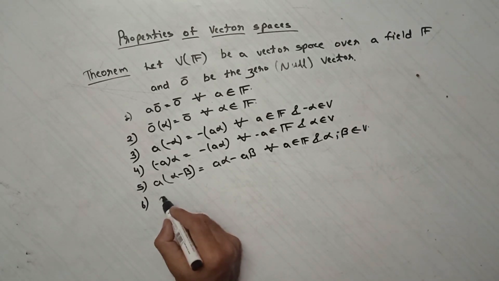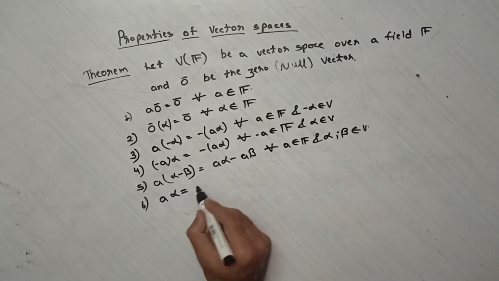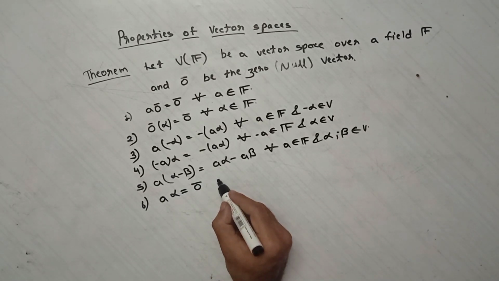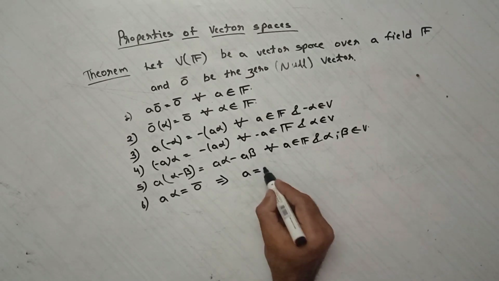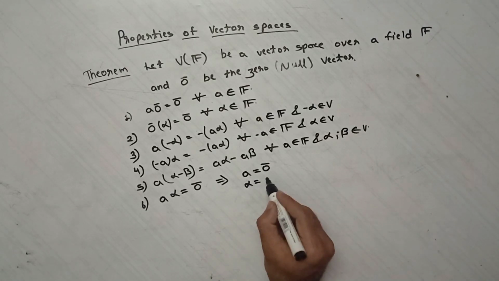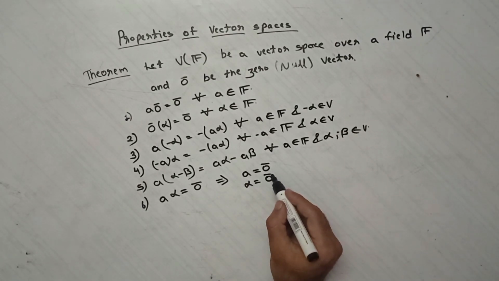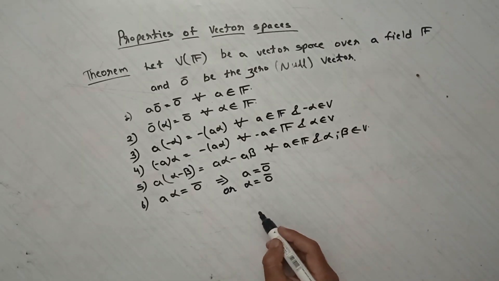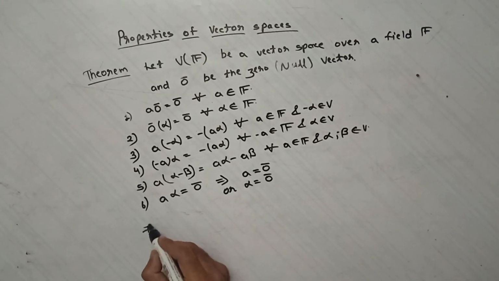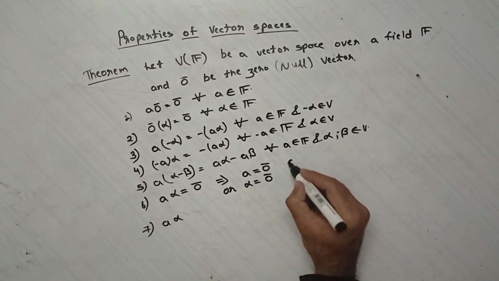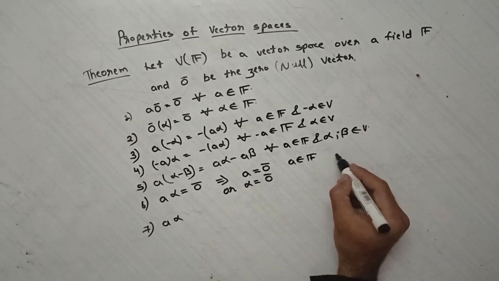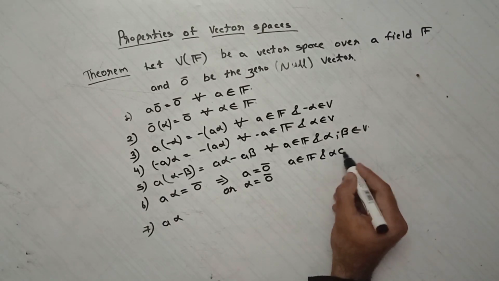Sixth one is if a alpha equals the zero vector, which means a equals 0 or alpha equals the zero vector. Next one is a alpha, where a belongs to F and alpha belongs to V.